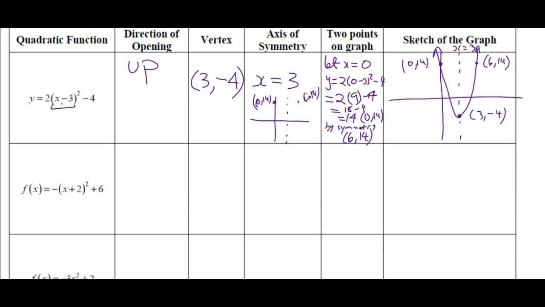All right, hang on. I'll leave this so we can see. Which way does this open? Down. Does that really matter when we go to sketch it? Not if we know the vertex and 2 points, because the direction of opening will be obvious from the information that we have. But it opens down. Where is the vertex? Not 2. Negative 2.